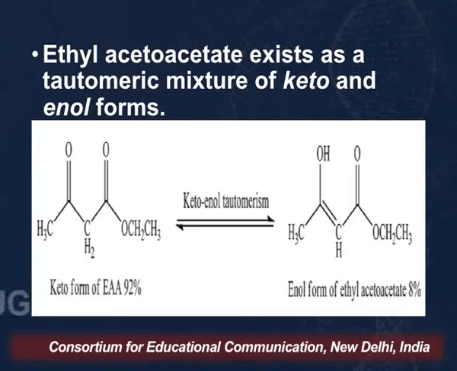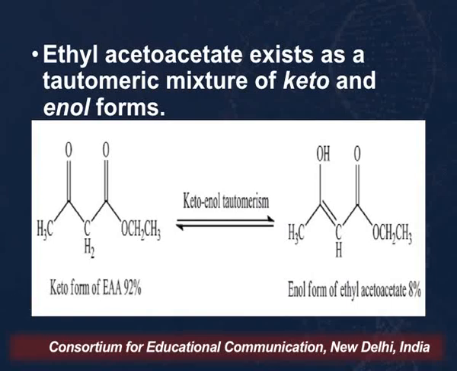He further said that the ketonic form will exist at say 92%, and the concentration of the enolic form would be 8%. Now, what do we mean by saying dynamic equilibrium? When I say dynamic equilibrium, it means that one form is continuously changing into the other form to maintain the same percentage.